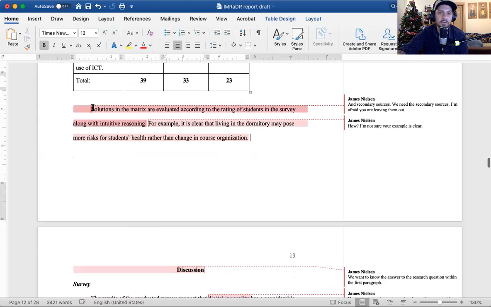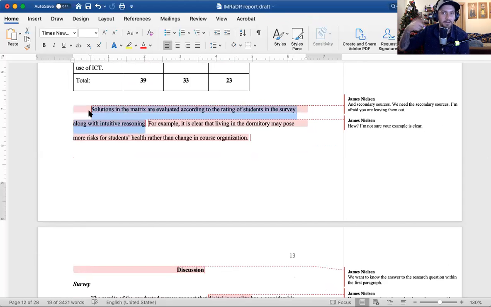Here you wrote: solutions in the matrix are evaluated according to the ratings of students in the survey along with intuitive reasoning. Again, I heard a little bit in my head that students were saying, but not on secondary research, right? Maybe that's just because I can't help but hear that, but that's what I heard, and that's a massive issue, okay?